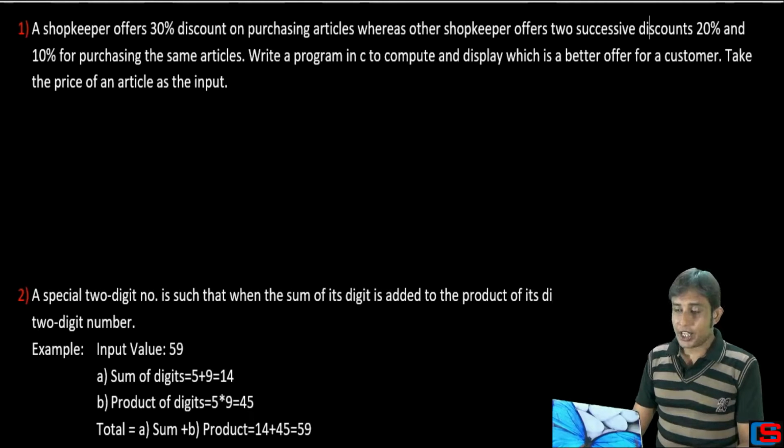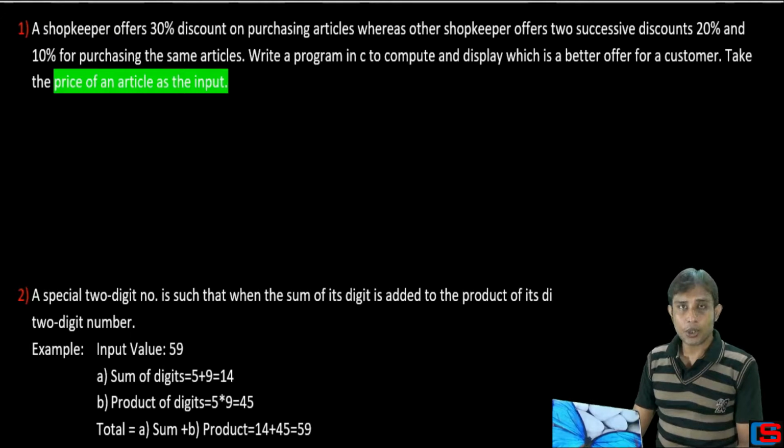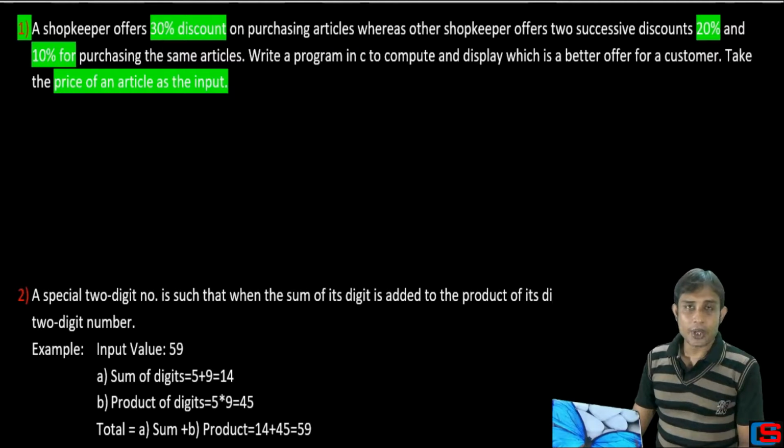And what inputs are being taken? You can see the price of the article is the input. So the price of the article is the input element. Okay, and the first discount is 30% and the other is 20% and 10% successive. So in this way the discount is actually calculated. So the first thing you have to do is take the price of the article.